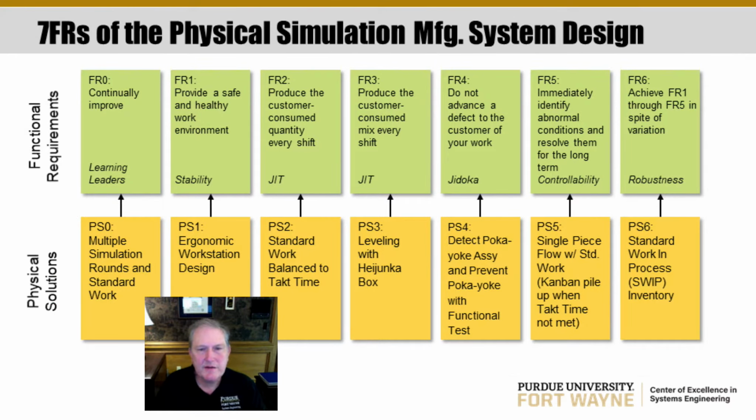This is a reminder of the 7 functional requirements of the Lego manufacturing system design. Keep in mind that each of these functional requirements have long-term impacts to sustainability of systems. And also I'd like to emphasize the key idea that once we define normal in the system design, that leads to FR5, which enables us to be able to identify abnormal conditions and to set up a process for resolving those real time as well as for the long term.